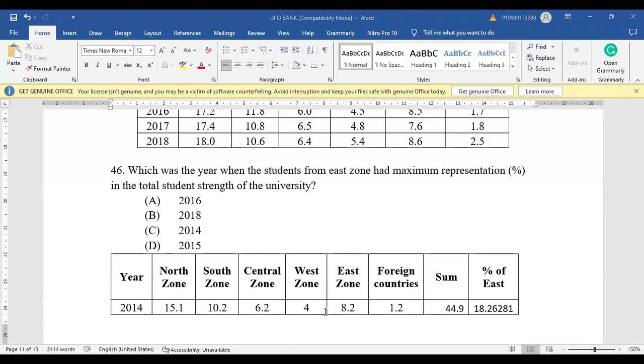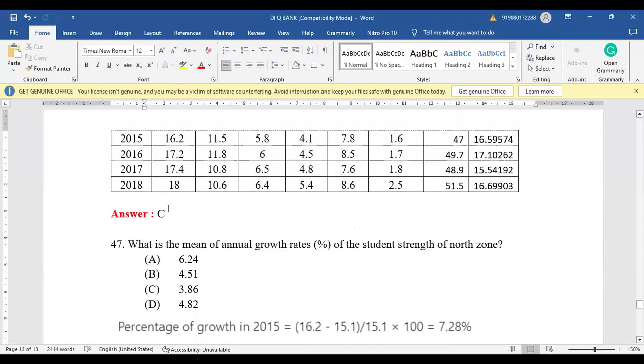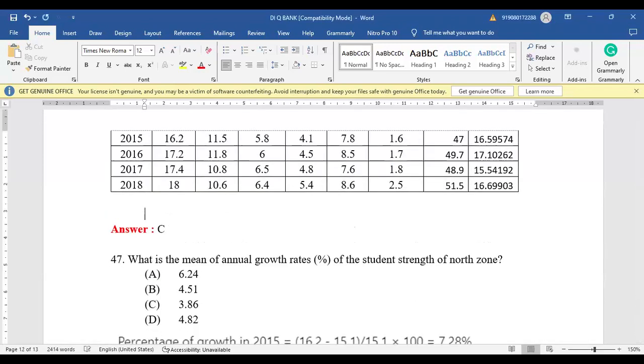Very good, Kingston, ma'am. It is percentage. Congratulations. Very good. So percentage means what is the formula? Here we want to understand East Zone percentage on total strength, correct? East Zone divided by total, into 100, always in the denominator, sorry, numerator. Okay, into 100. This is the formula.